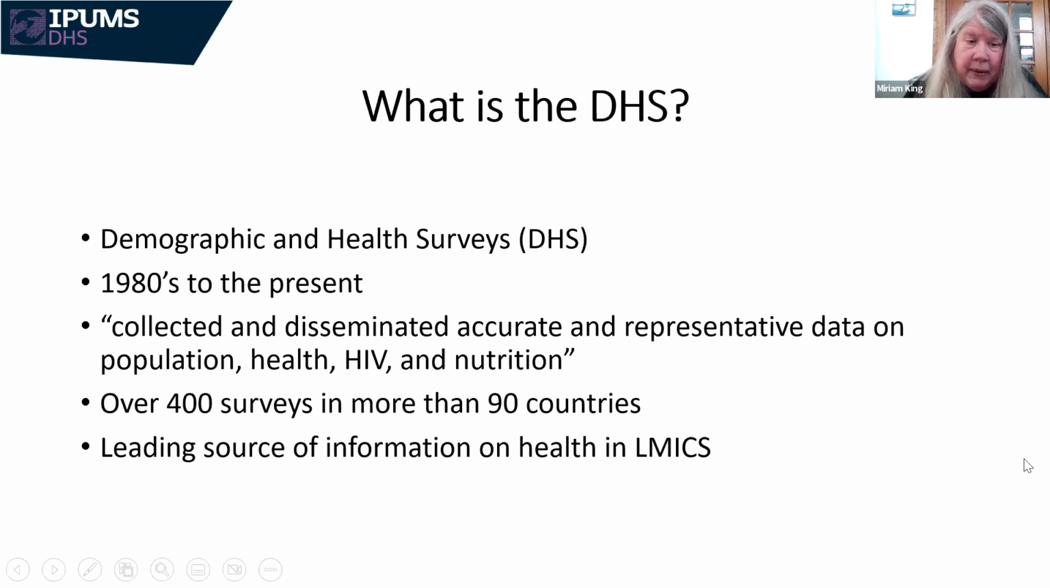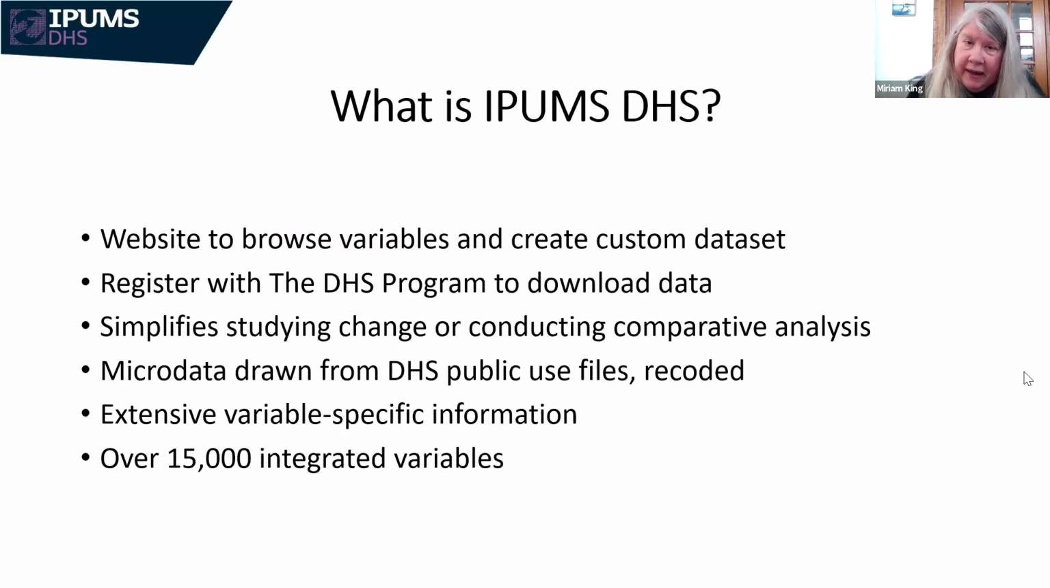And DHS has been a leading source of information on health for women, children, men, in terms of household members, people of all ages in low and middle income countries for decades. Okay, so what is IPUMS DHS? IPUMS, as Anna has introduced very well, is a website, a tool to browse variables and learn about the data and create your own custom data set that fits your research needs.